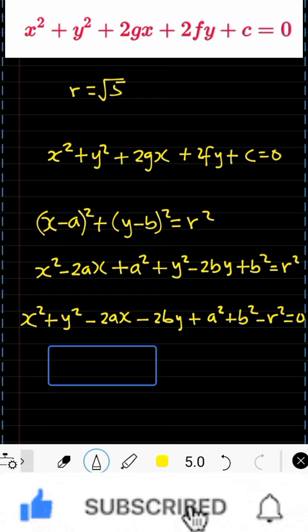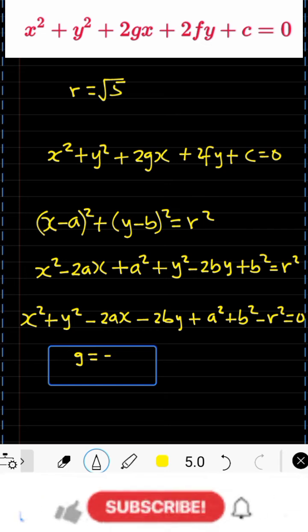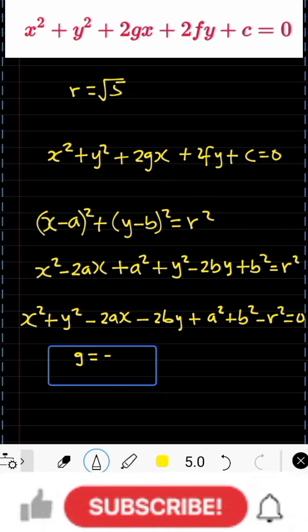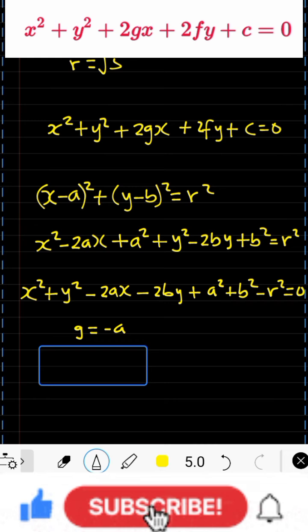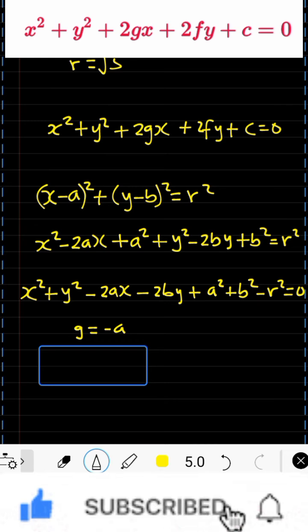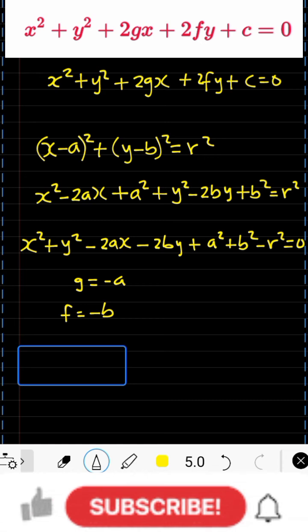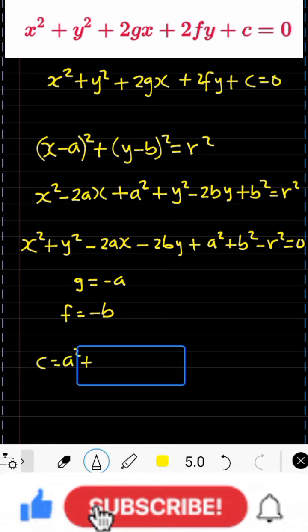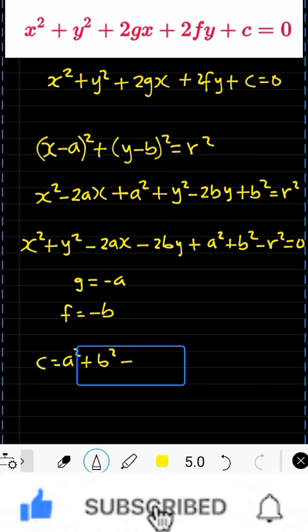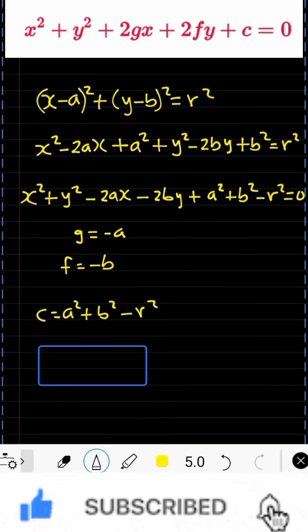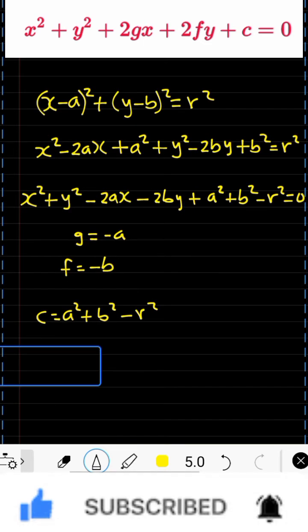So what we are going to do here now is to say let g be equal to minus a. So if g is equal to minus a, then a is equal to minus g, and vice versa. And f is equal to minus b. And c will be equal to a squared plus b squared, then minus r squared. So let's substitute these values into the equation above.